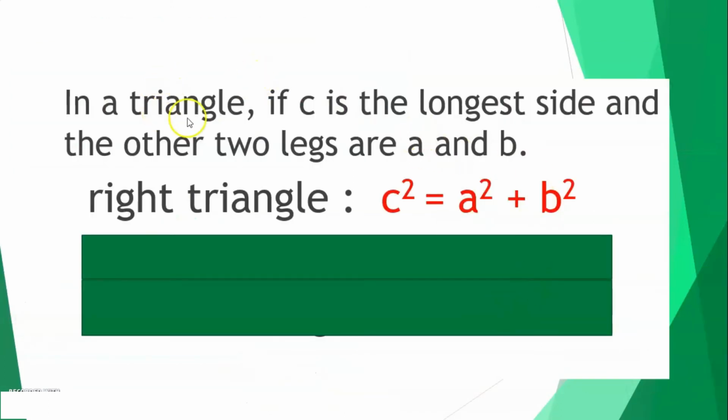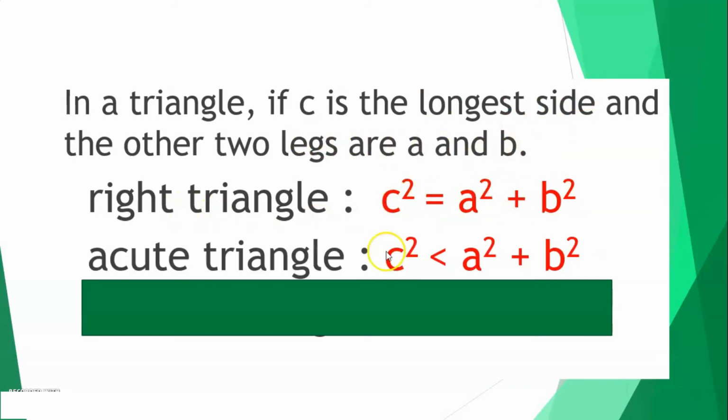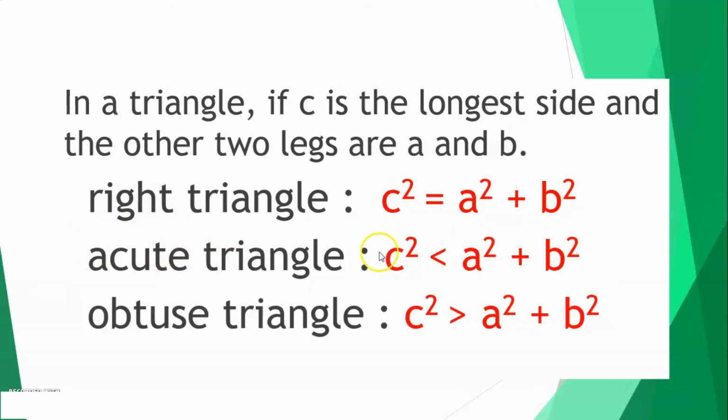Now take note, in a triangle, if c is the longest side and the other two legs are a and b, c squared equal to a squared plus b squared would be a right triangle. But if c squared is less than a squared plus b squared, that would be an acute triangle. And if c squared is greater than a squared plus b squared, that would be an obtuse triangle. So take note, it's easier to identify what kind of triangle is given if the measurements are in angles.